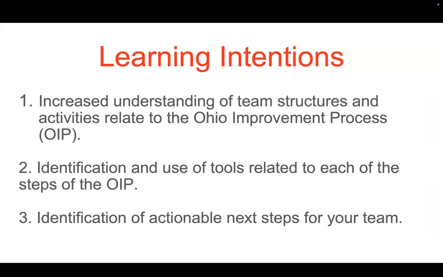Our learning intentions today, basically to understand the team structures. If you've been through the process before, some of the things that we're going to tell you or review, some of the slides will probably be repeat for you. If you've not been through the process before, it'll just be a kind of a quickie, and then you can keep this as a resource. We're going to identify and use some of the tools, particularly the Ohio Improvement Process implementation rubric. And then we're going to identify some actionable steps for you to take back.